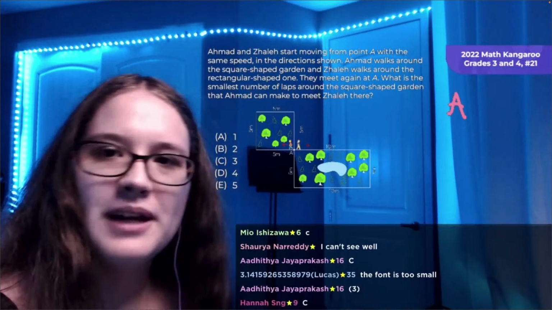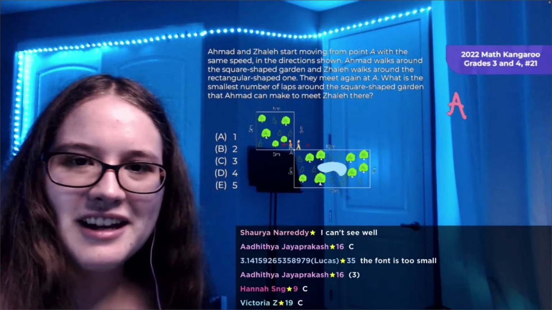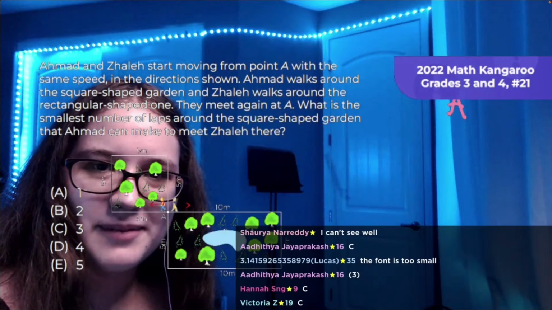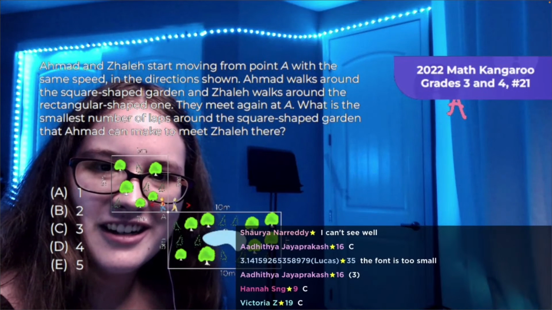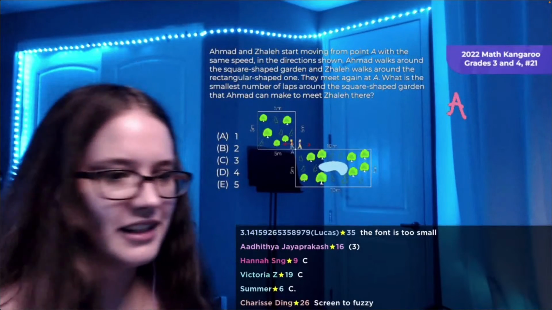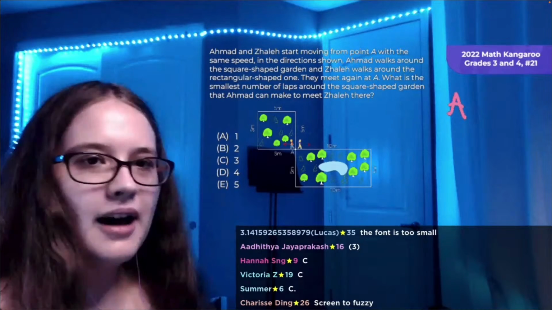Okay, hopefully that's a bit bigger, but unfortunately, unless we want to have it block over my face, we can't make it too much bigger. I think we'll probably have to stick around that size. Hopefully that's a bit better.